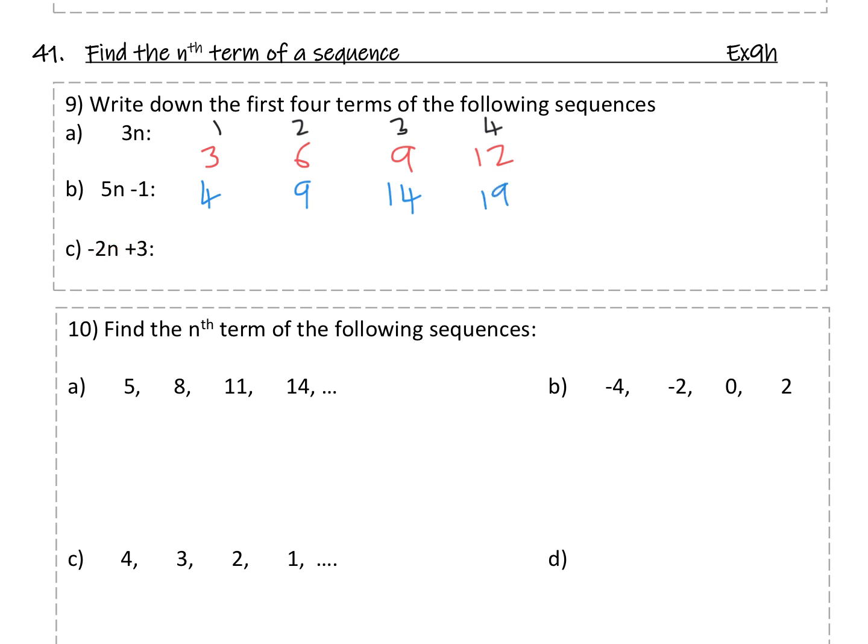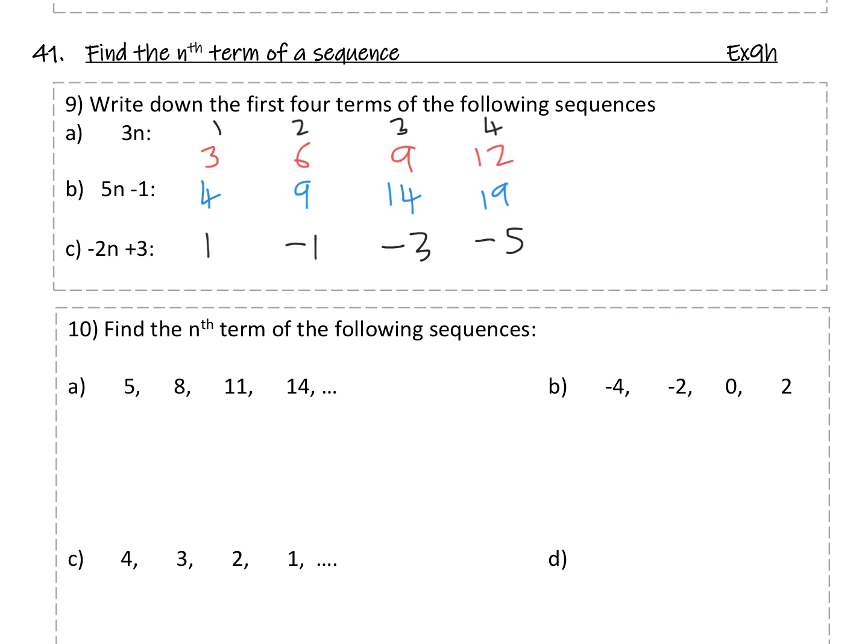The third sequence, minus 2n plus 3. What's the first term? Well, n is 1. So minus 2 times 1 is minus 2, plus 3 gives 1. The second term, that's when n is 2. Minus 2 times 2 is minus 4, plus 3 is minus 1. The third term, when n is 3. Minus 2 times 3 is minus 6, plus 3 is minus 3. And the fourth term, when n is 4. Minus 2 times 4 is minus 8, plus 3 is minus 5.